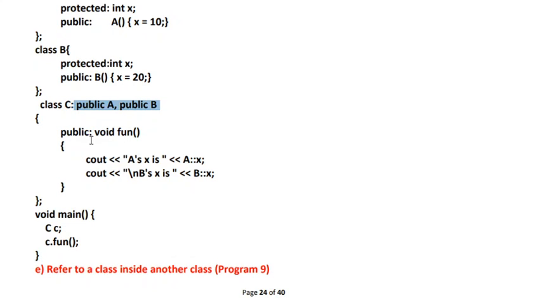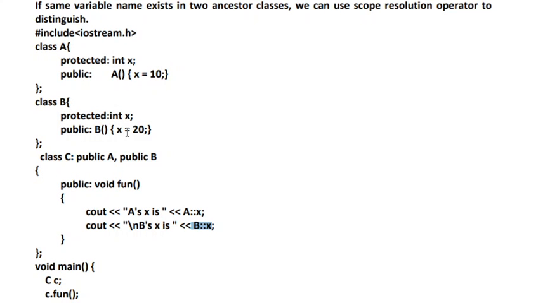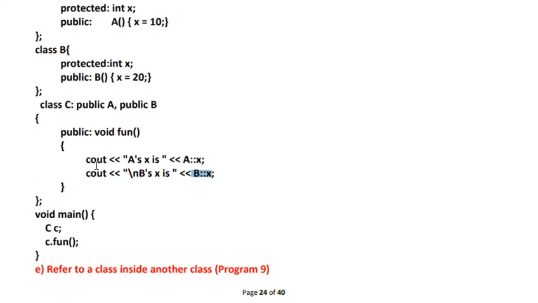Just see what I've done: I've defined a function fun inside C that prints the value of A and B. So here I'm writing cout a is A::x and b is B::x. Here the scope resolution on x means I am trying to print the value of variable x belonging to A, and here the value of x belonging to B. The value of x belonging to A is 10 and belonging to B is 20. So the first statement will print 10 and the second statement will print 20.